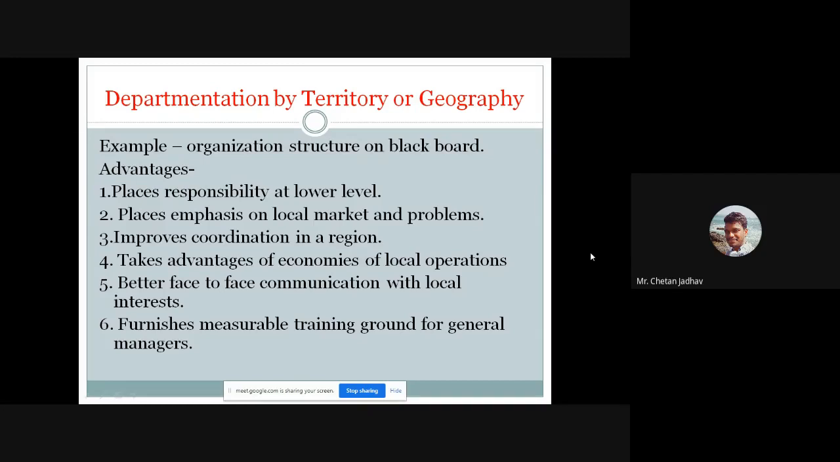Places emphasis on local market and problems. These regions we have set up geography and territory wise, keeping in mind the local market and problems. We can take the example of mobile phones also. Now in our India market, Mi phones have the highest market in India. So according to that market, that China company has placed two or three plants in India also. Right now the Redmi phone is manufactured in India only by these China companies. This way they make regional manufacturing plants in India, according to customer requirements, needs, market survey and problems. This way we focus on that local region and its problems, and then we make one separate departmentation geography wise.